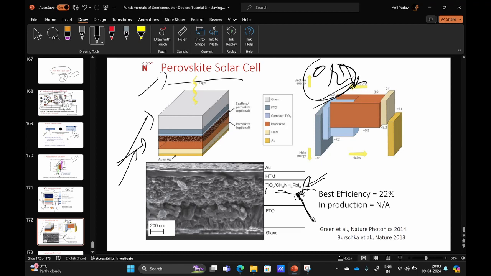You can also search about the roll to roll process, or spray coating, which is just spraying the material over a substrate. These are methods by which you can make these solar cells very easily and very cost effectively. That's why these solar cells are a research focus of many researchers.